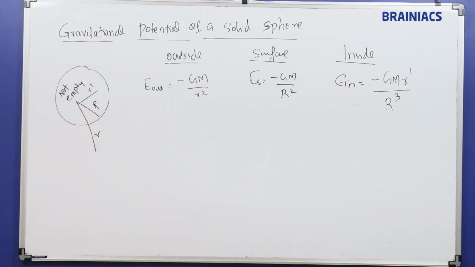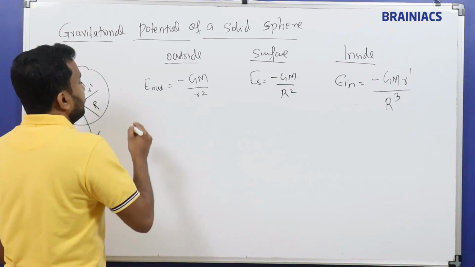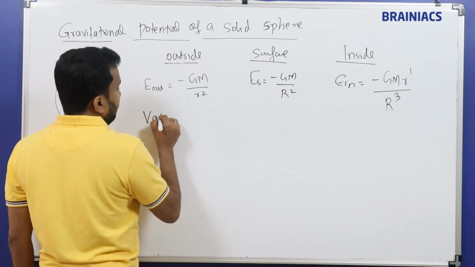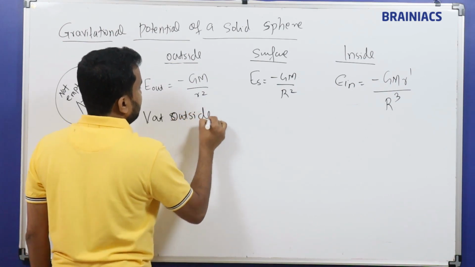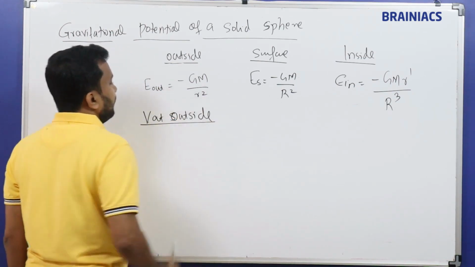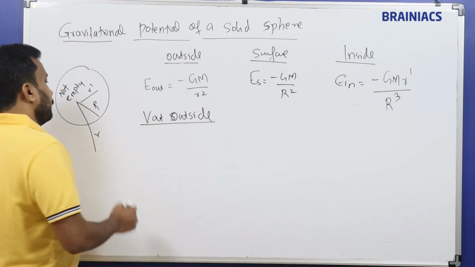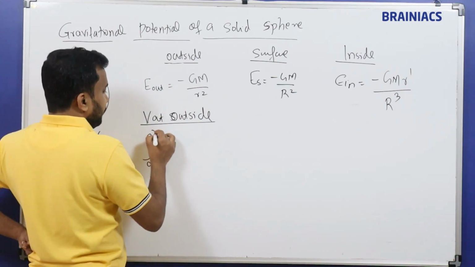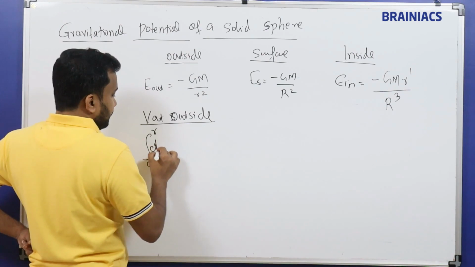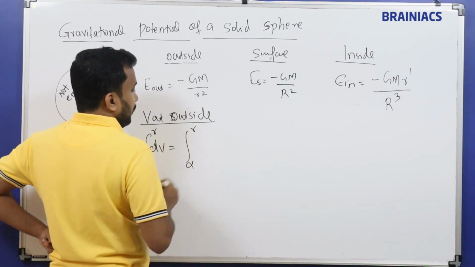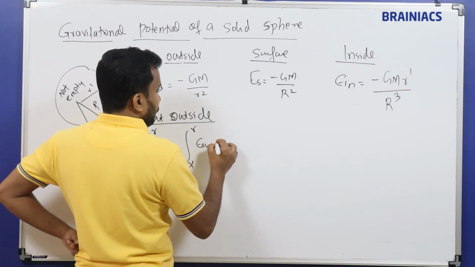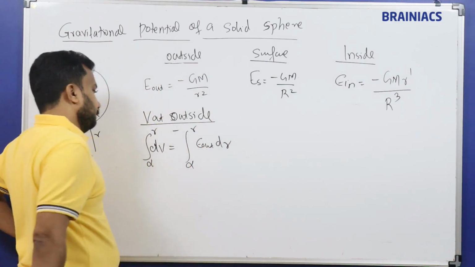Again we are going to derive the gravitational potentials for outside and surface and inside. So V at outside, first we will derive outside. If you get outside, surface is very easy, just replace small r with the capital R. Okay, so outside, if you are calculating from infinity to r, this is given as dV is equal to minus integral infinity to r E outside into dr, one negative sign.